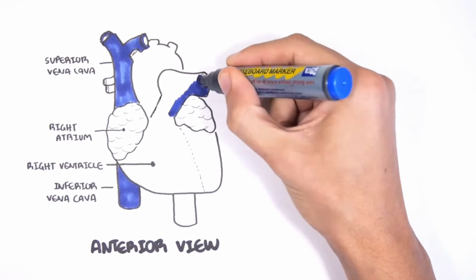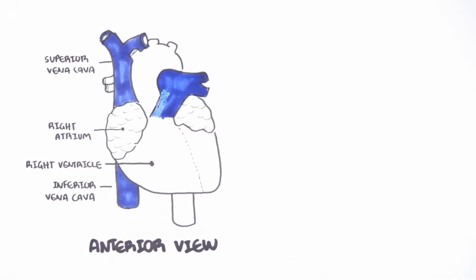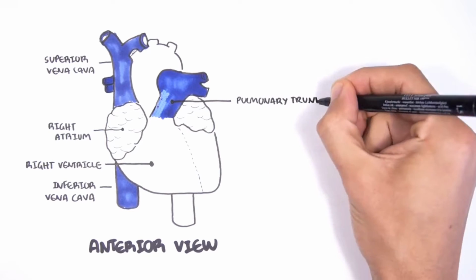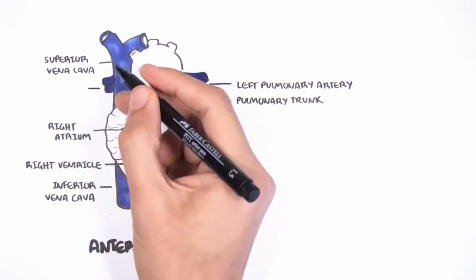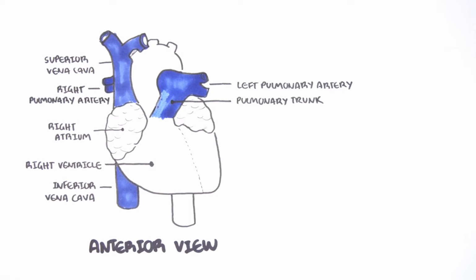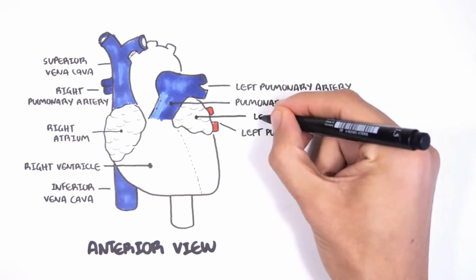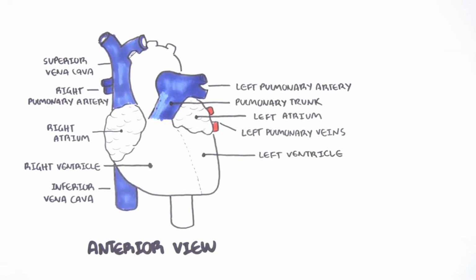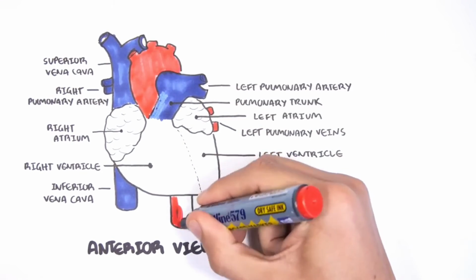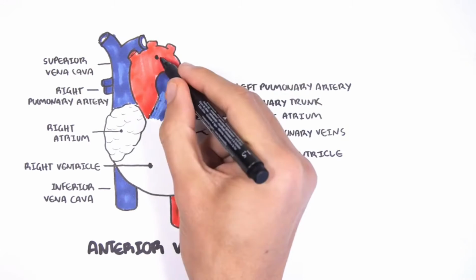The right ventricle will pump this deoxygenated blood up the pulmonary trunk and then into the left pulmonary artery and then into the right pulmonary artery. The left and right pulmonary arteries will bring this blood to the lungs, and then the blood from the lungs will return to the left side of the heart via the left pulmonary vein and the right pulmonary vein. It will go to the left atrium here, and then the left ventricle here, and then from the left ventricle up through the aorta.